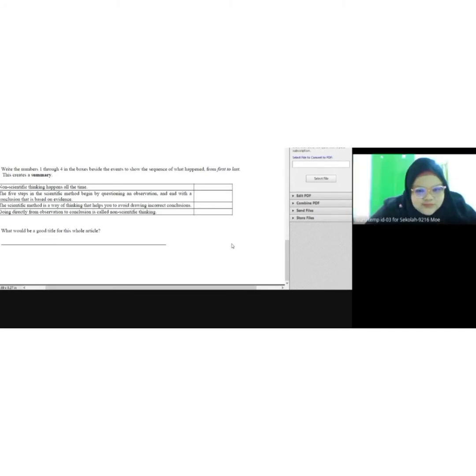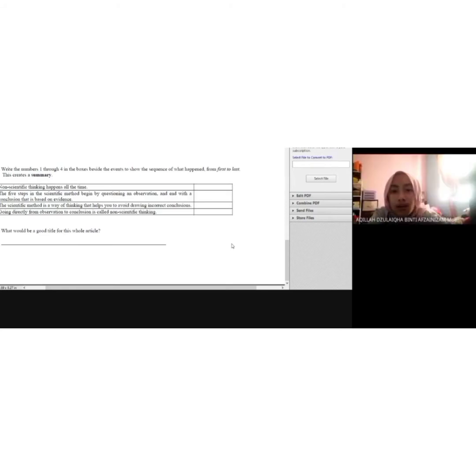And the last one? The 5 steps in the scientific method begin by questioning an observation and end with a conclusion that is based on evidence. All right, very good. This one is easy, right? Because you have read the text many times.